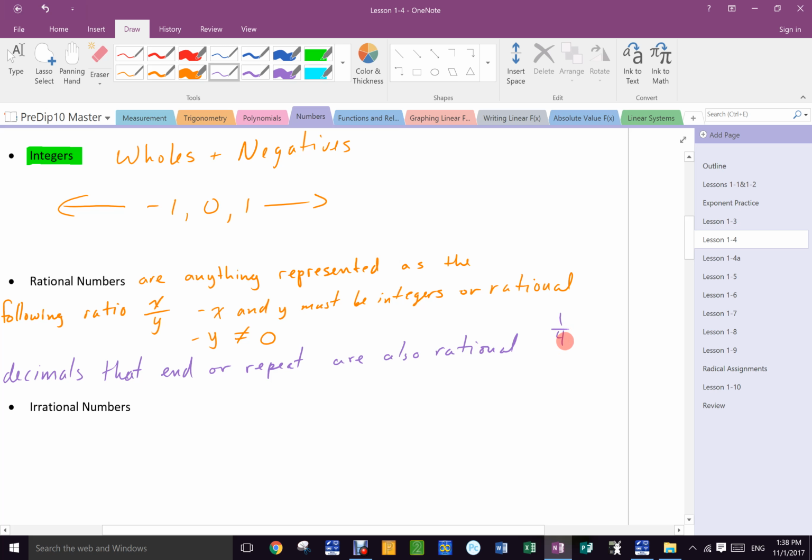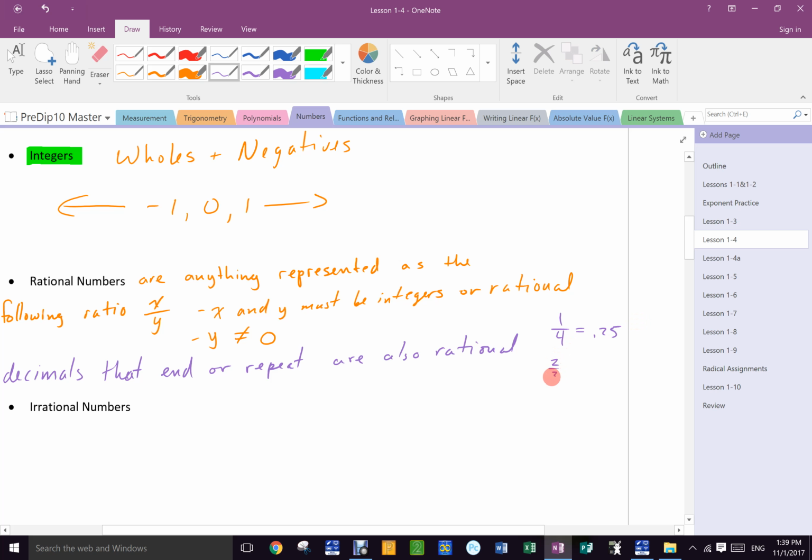1/4. Rational or not? Rational, of course. 1's an integer, 4 is an integer, 0 is not on the bottom. Which means if it exists as a fraction, it also exists as a decimal. 0.25. Ends, right?